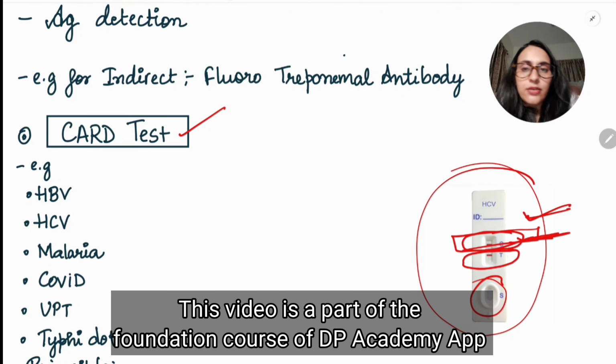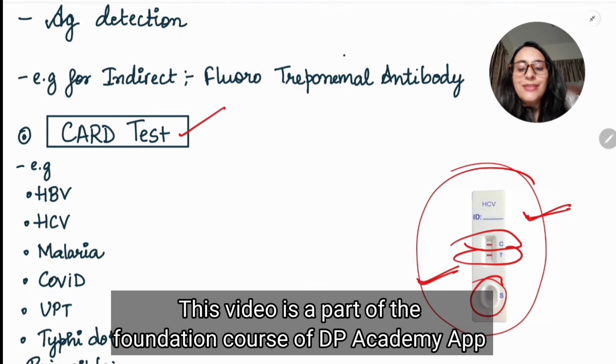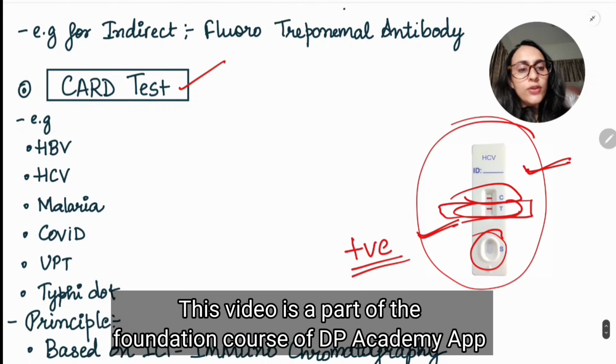One is C, the control line, which is normally present. Another line is the T line, the test line. If the test comes positive, that means this line is present. If this line is not present, that means the test is negative. So this is a card test.